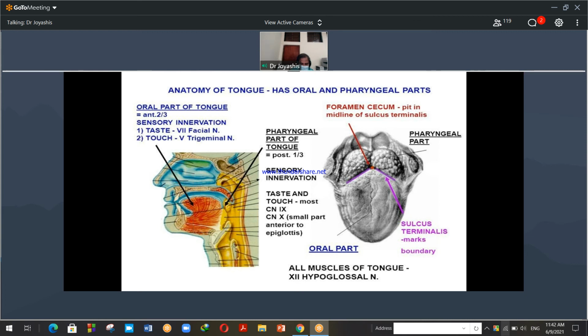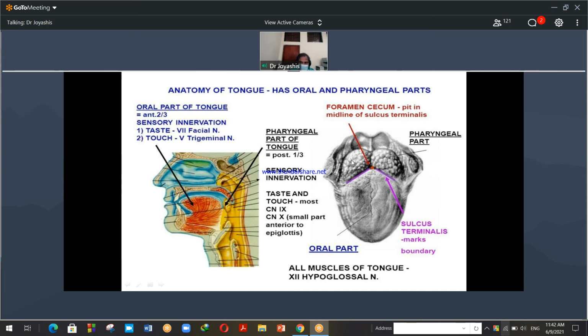The lingual nerve, which is a branch of the mandibular division of the trigeminal nerve, is responsible for providing general sensory information from the anterior 2/3 of the tongue. The anterior 2/3 of the tongue has its sensory supply from the trigeminal nerve.